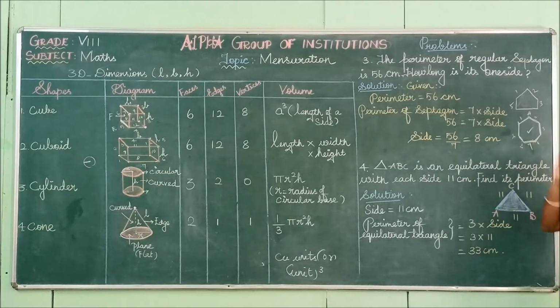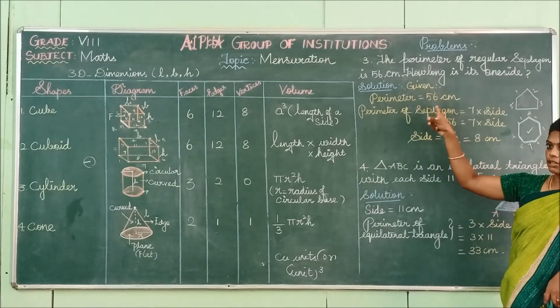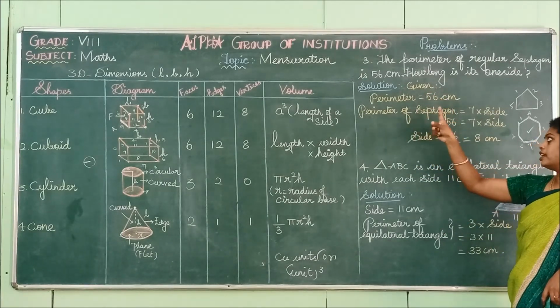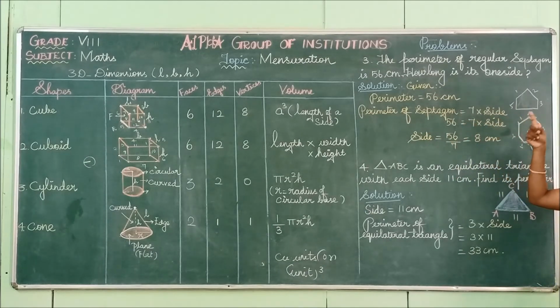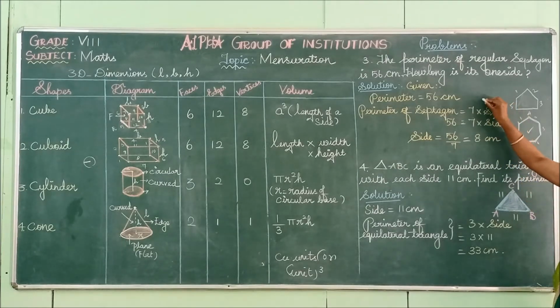So for a septagon, how many sides are there? There are 7 sides. The perimeter is given already in the question. You have to write that the perimeter of a septagon is nothing but 7 into side, that means it has 7 sides, 7 into length of a side.